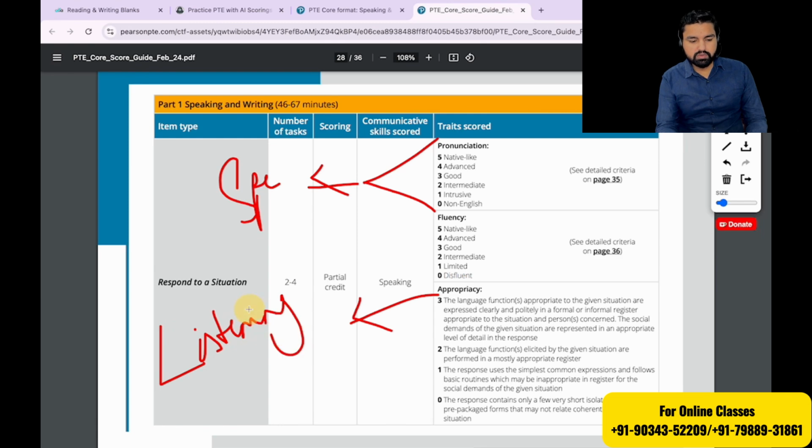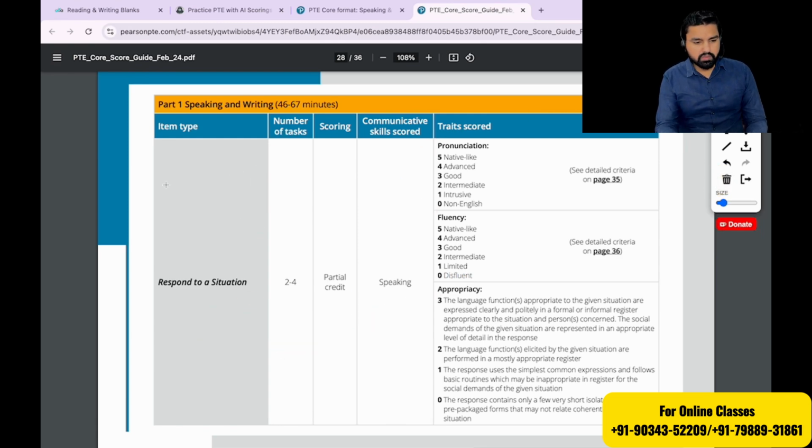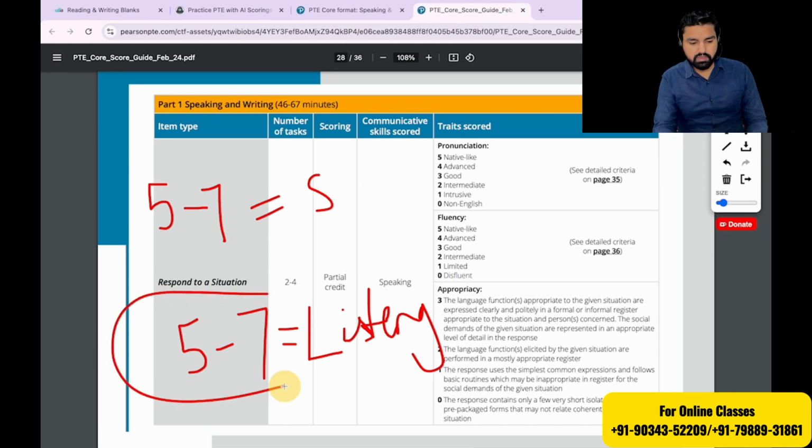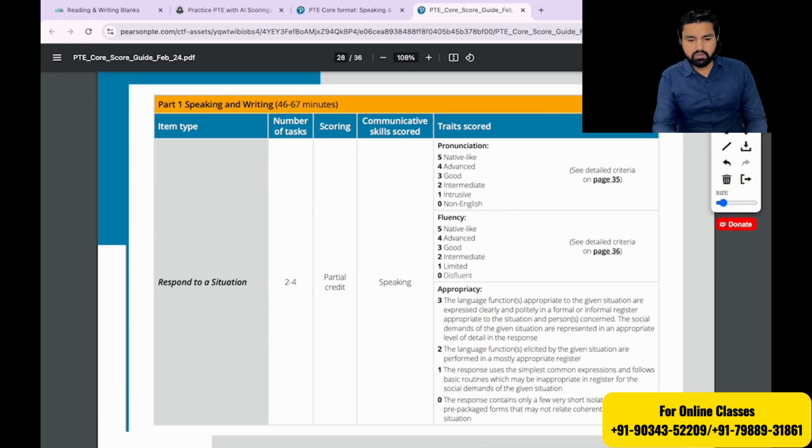If we talk about the overall marks, respond to a situation actually contributes about 5 to 7 marks in the speaking and about the same 5 to 7 marks in the listening module. So I wouldn't say it's that important, but for people who are targeting CLB 9 or CLB 10, respond to a situation is very important because it is contributing a significant proportion towards your listening. Now let's understand how we solve this question.